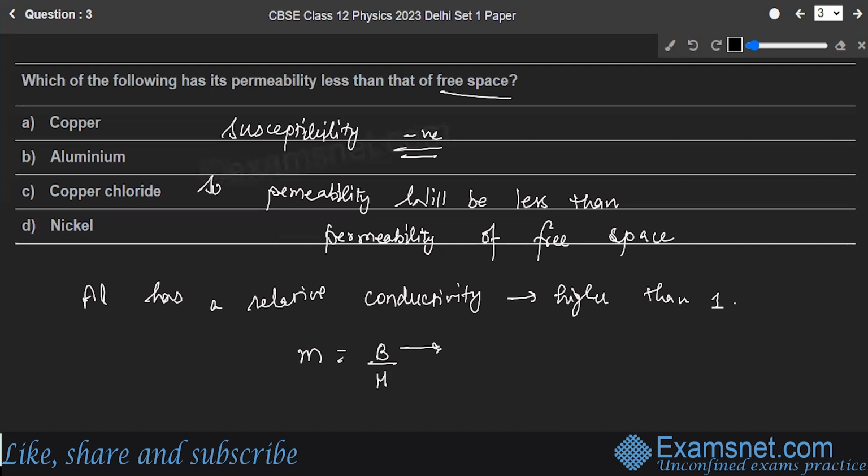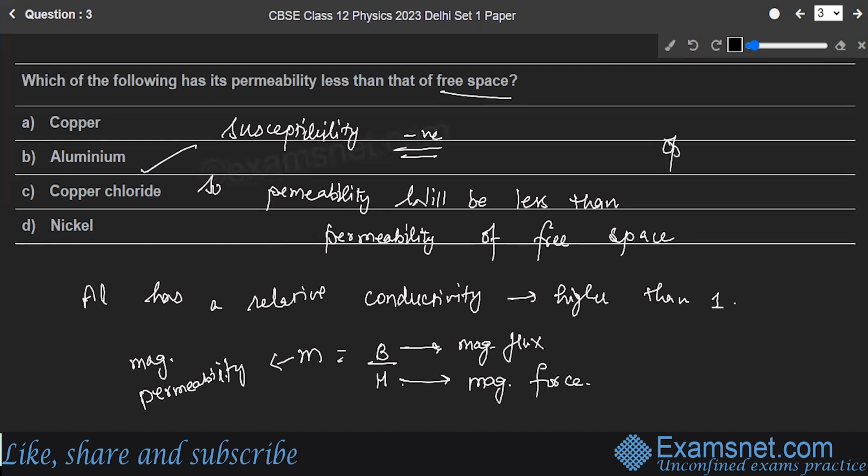This is used to determine the magnetic permeability of aluminium, where B is your magnetic flux and H is the magnetizing force. Therefore, aluminium is having permeability less than that of the free space. So, B option. This is the right answer to the question. Hope you got that. Next is question number 4.